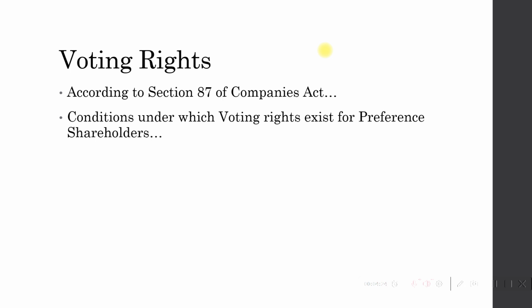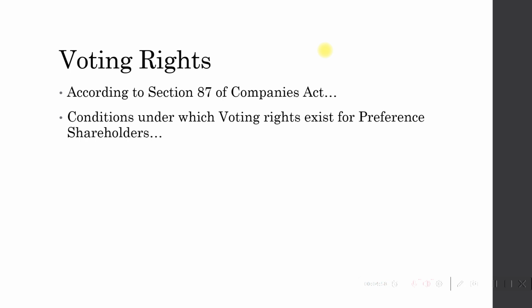However, if dividends to preference shareholders are not given, they can exercise voting rights on every resolution placed before the company under conditions. So these are the conditions for voting rights which exist for preference shareholders. If the dividends are not given by the company, that is, the dividends on preference shares remain unpaid for an aggregate period of not less than 2 years, then preference shareholders can exercise voting rights on every resolution placed before the company.